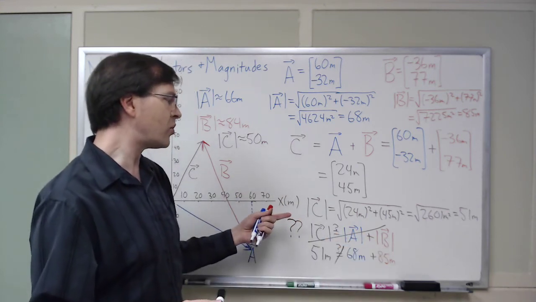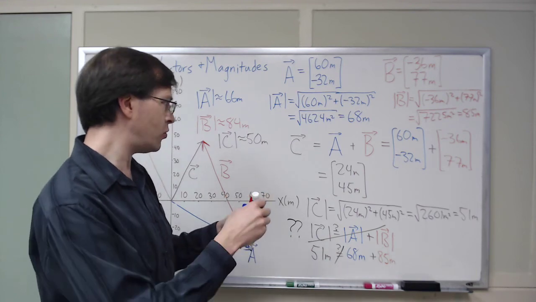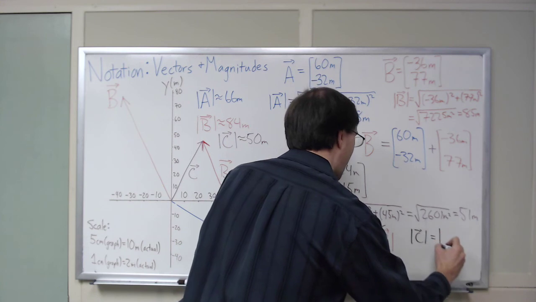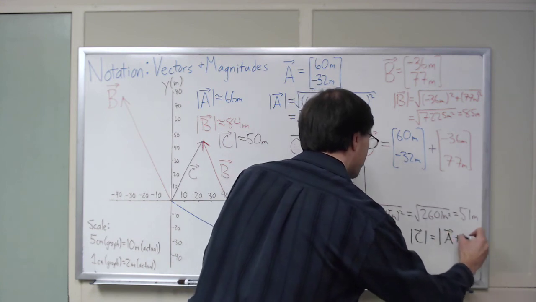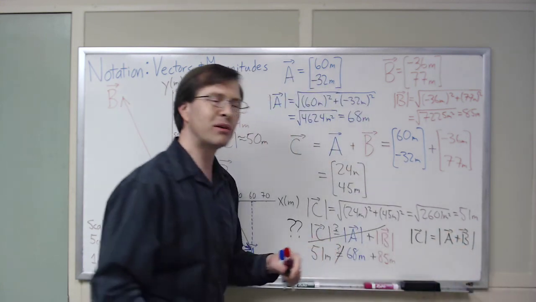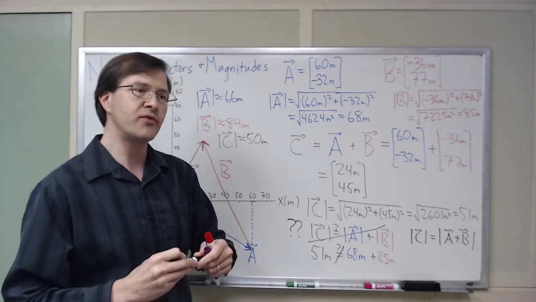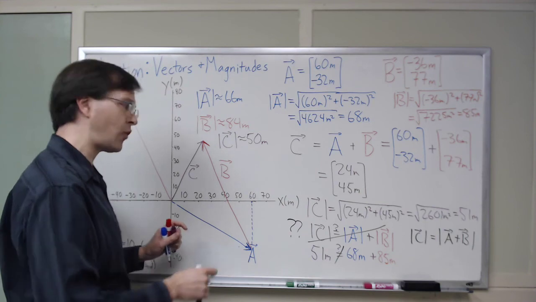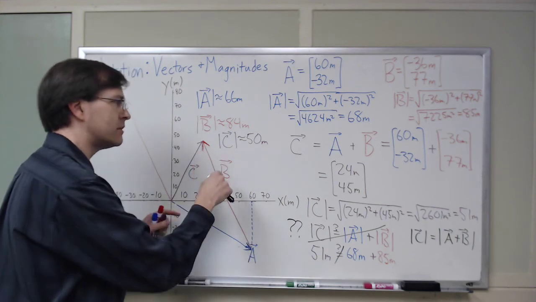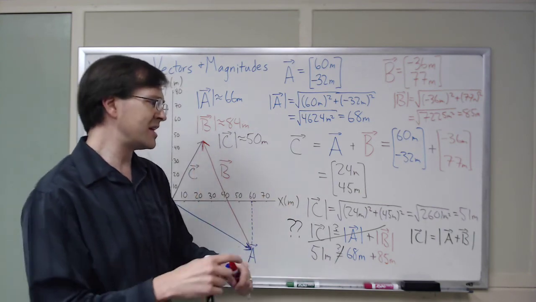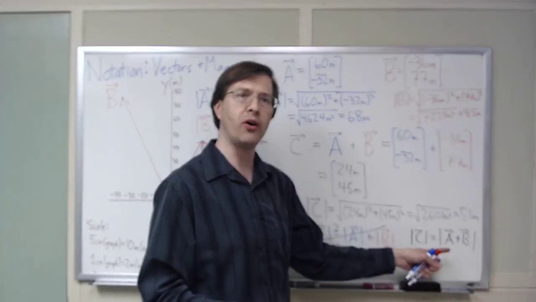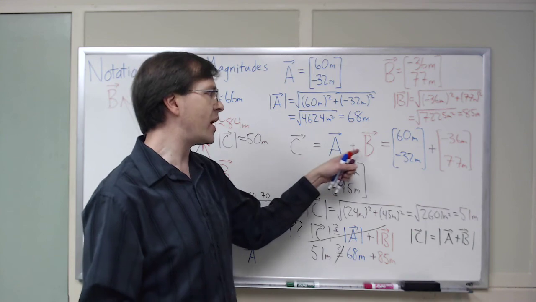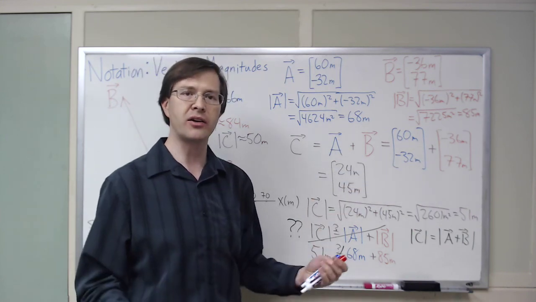What we could do, we could say, it would be true to say that the magnitude of C was equal to the magnitude of A plus B. We could say that, but that's not as useful an equation to do. That's just saying, hey, the length of C is the same as the length of what you get when you add A and B. And that's just what C was. So this is true, but not very helpful. This is not true. You've got to use the vector equation in components to do vector calculations.